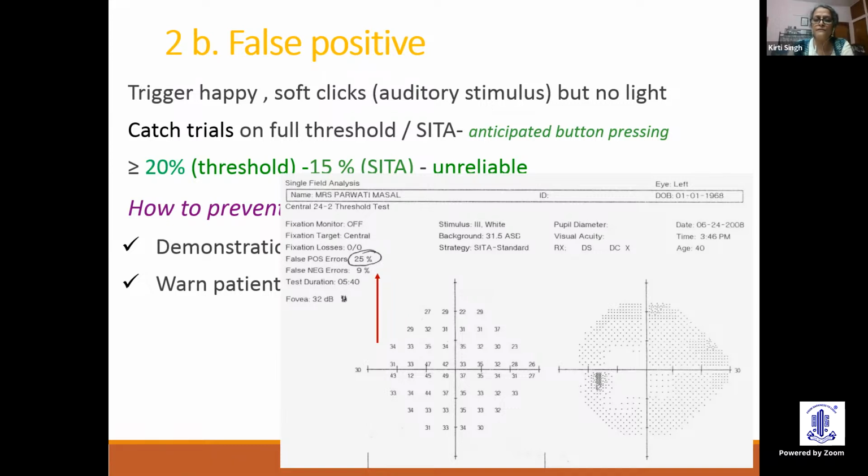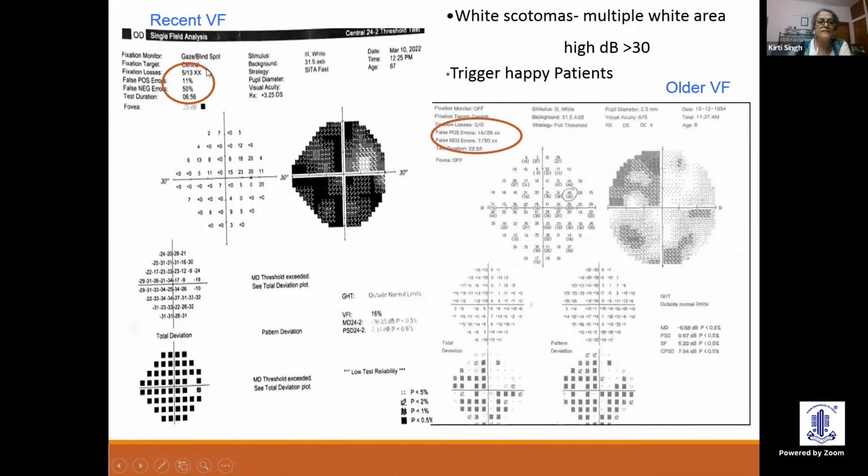How to prevent this false trial: demonstrate, do the proper initialization, and warn the patient that some lights will be too dim. This is also showing you fixation losses, double cross more than 20%, false positive 11%, and false negative 53%. So this is an unreliable field, and this may also be a glaucomatous field, but you would mark it as unreliable.